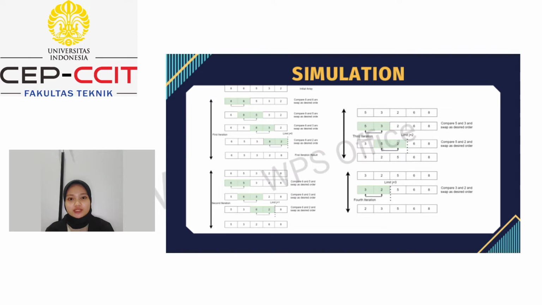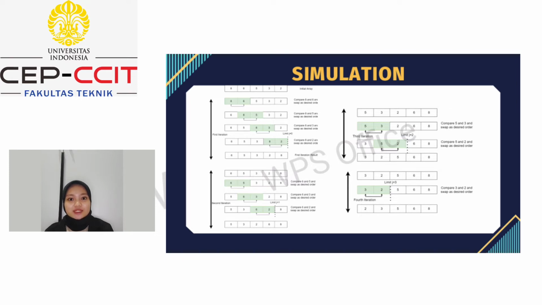The first thing we're going to do is prepare an array of data to be sorted, and then compare the first index with the next index. In the simulation, compare the numbers 8 and 6 and swap as desired order. Do the same thing on the next index. If it reaches the last index, it indicates that the first iteration has been completed. If the array data has not been sorted correctly, then go to the second iteration. As we can see, in the second iteration, the last index is not compared. Then in the third iteration, the last two indexes are not compared, and so on for the last iteration.